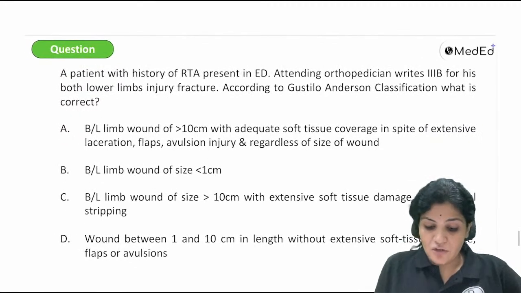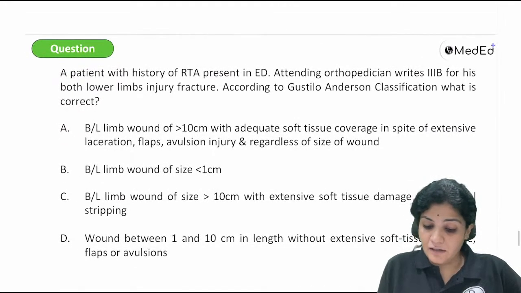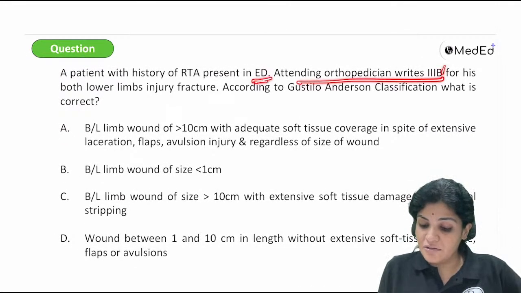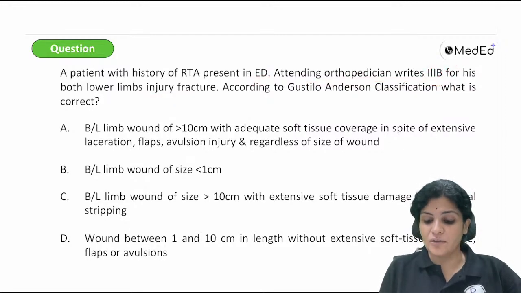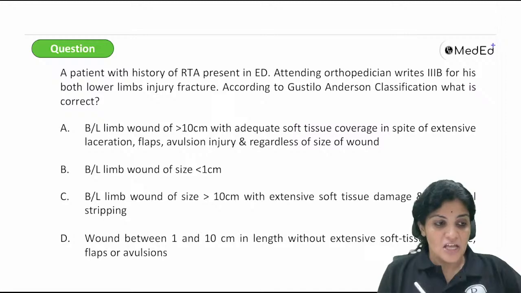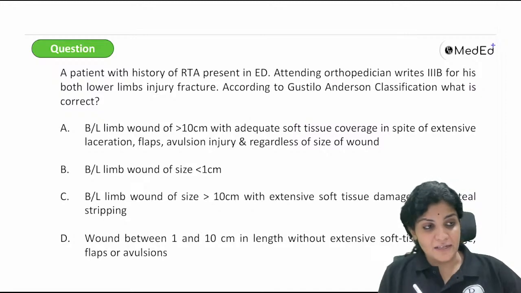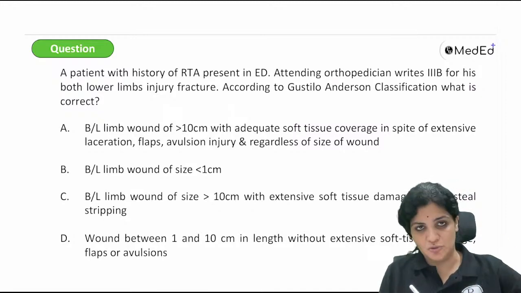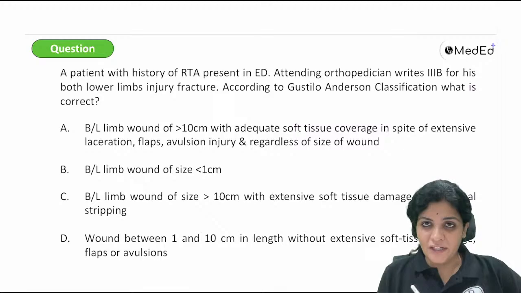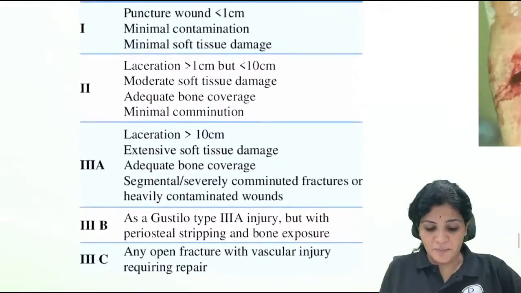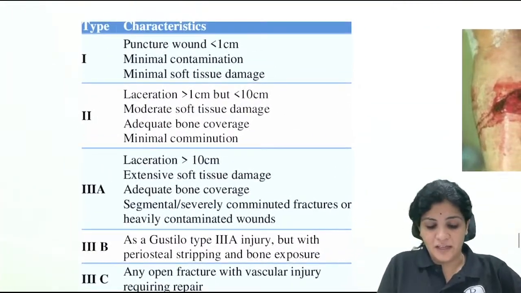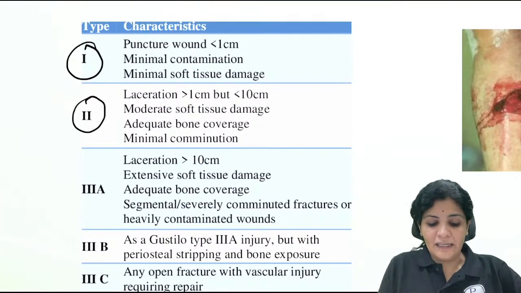Okay, a patient with a history of RTA has come with an open injury, orthopedic grade 3B. Whenever there is a 3B on both lower limb fractures, according to Gustilo-Anderson, what is correct? You already know that the Gustilo-Anderson classification is for open injuries, right? Whenever we see an open injury, we grade it according to the Gustilo-Anderson classification. There are 3 grades, 1, 2 and 3, and mainly this is based upon the size of the wound.